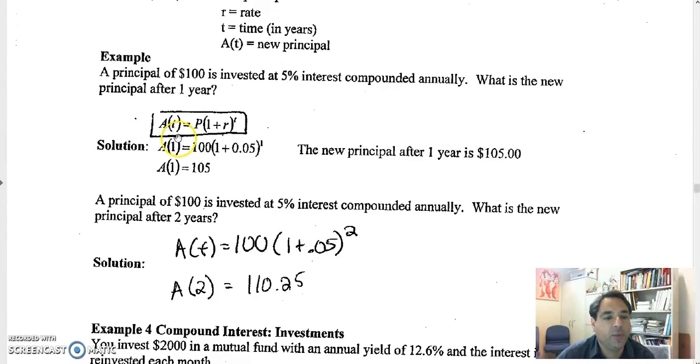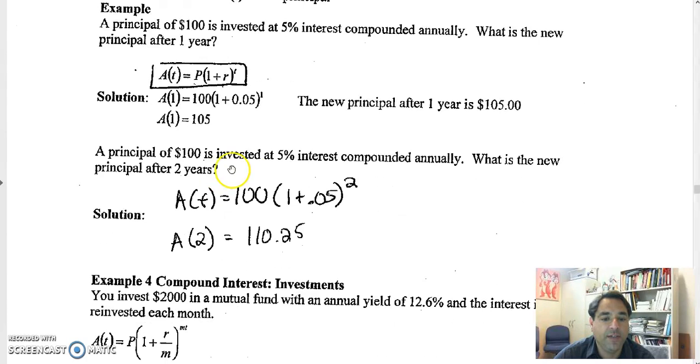So we have an example here where if you have $100 invested at 5% interest compounded annually, what's the new principal? Well, you have $100, there's your principal. Your rate is 0.05, put that in for R. And then if t is 1, plug it in, you'll have $105. If for 2 years, again, same setup, but use 2 for the years, you have $110.25.